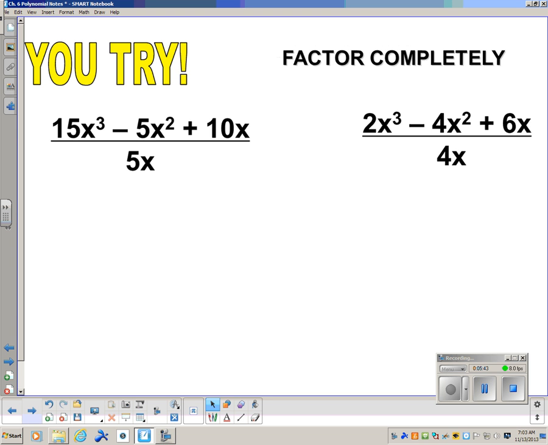And then I've got a couple more I want you to try over here, so give these 2 a try here, and see how you do on those. All right, so let's go ahead and try these out here.